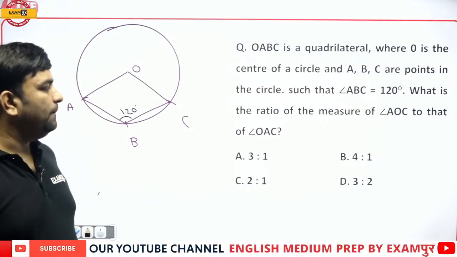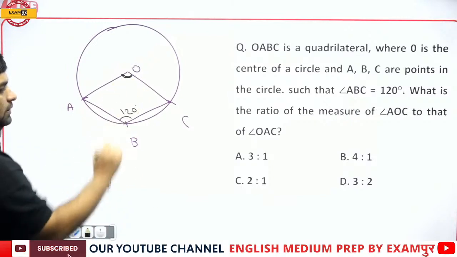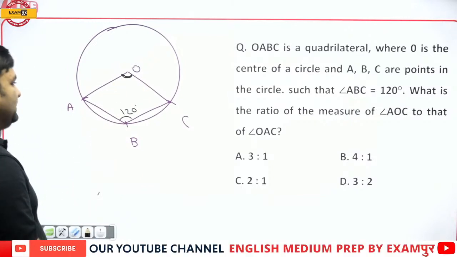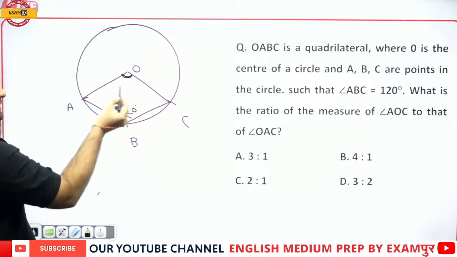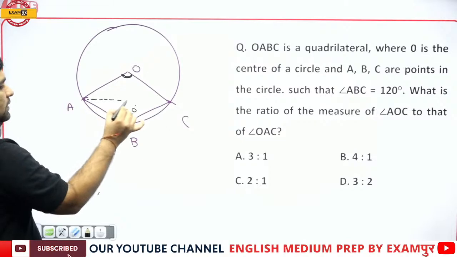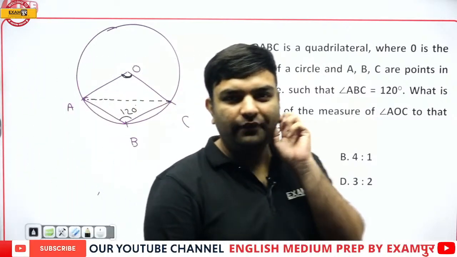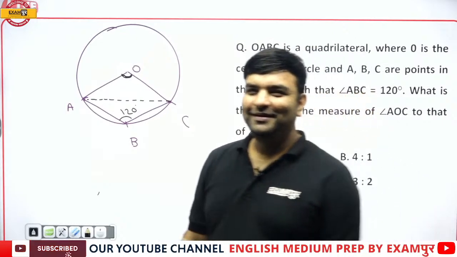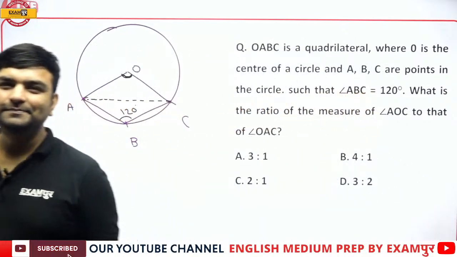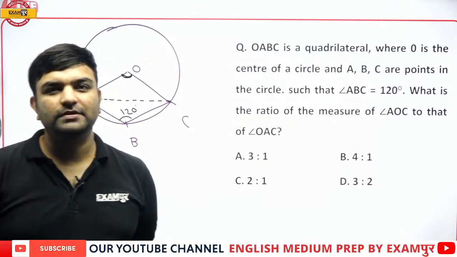What is the ratio of the measure of AOC to OAC? Where is OAC? Okay. I think this is a question of circles.